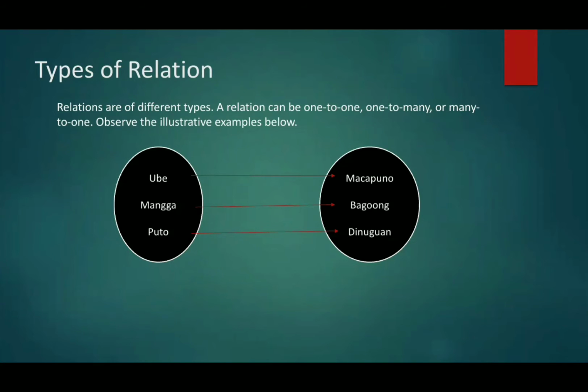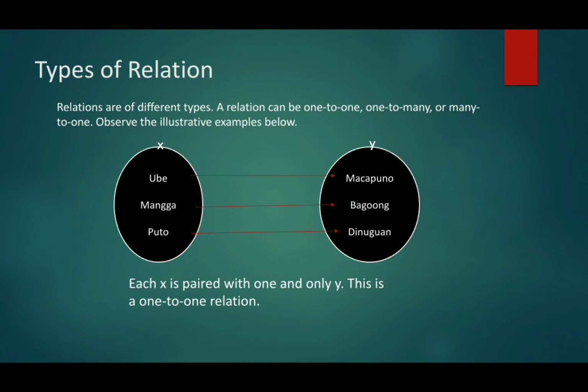So we have here two ovals. On the left side, ube, mangga, puto. And then it corresponds to the other side, which is makapuno, bagoong, dinuguan. I forgot to put the x and y. The x's here are the ube, mangga, puto, and the y's are makapuno, bagoong, dinuguan. So each x is paired with one and only one y. This is a one-to-one relation.